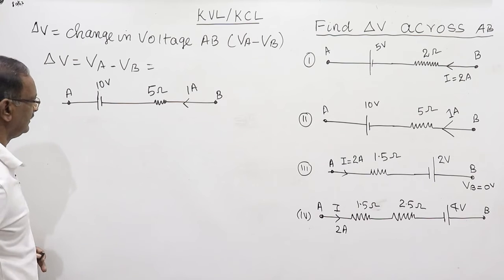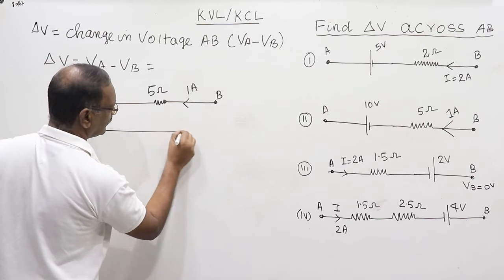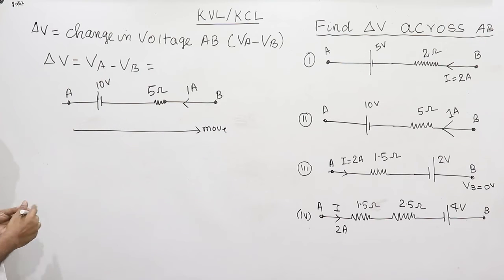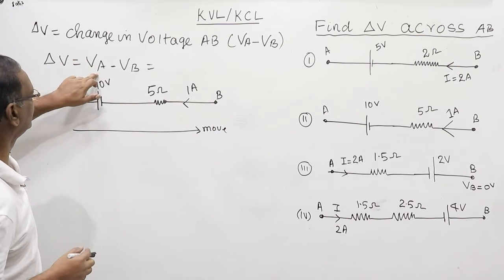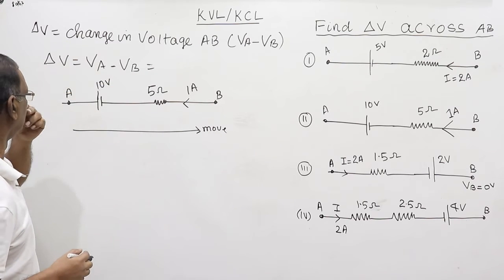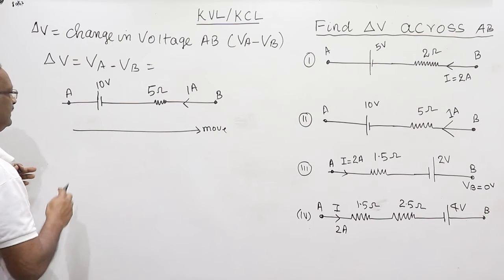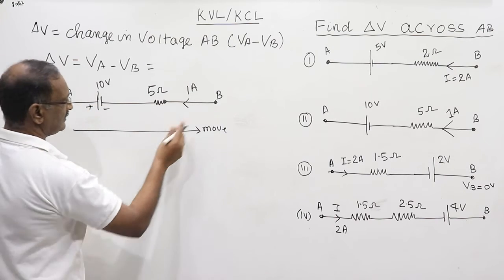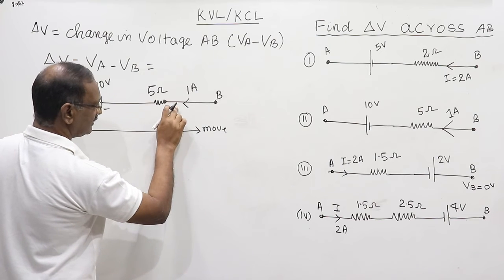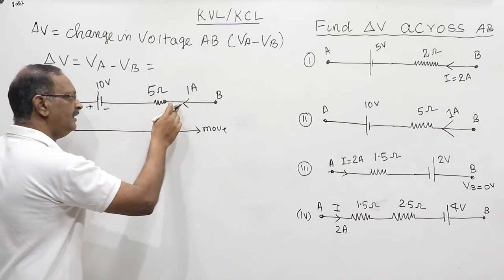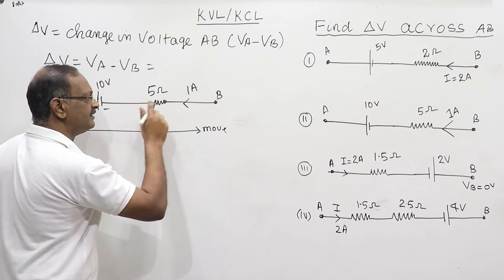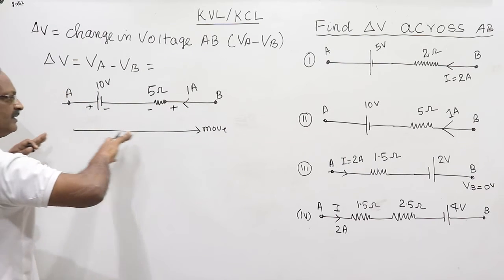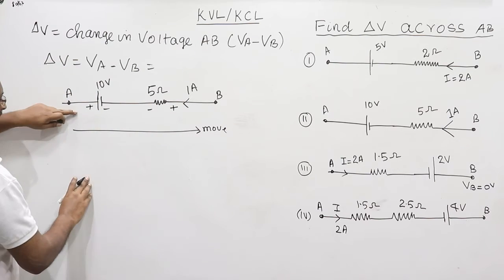First, let us move from here to here. You can move in any direction, but since we have to find the potential across VA and VB, let us move this way. It means this is positive, this is negative. And since the current is this way, this is at higher potential, this is at lower potential, because the current will flow from higher potential to lower potential, and we are moving this way.